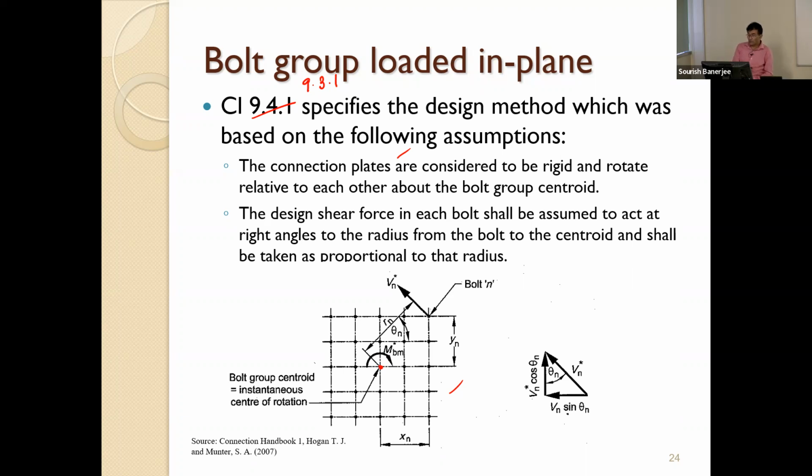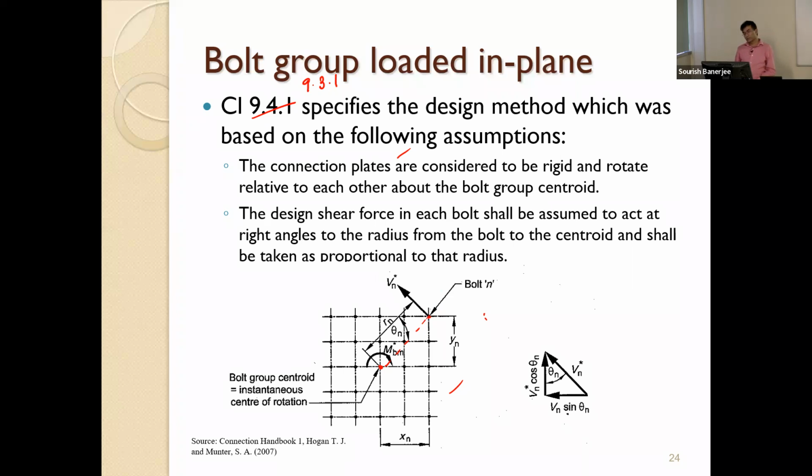And the design shear force in each bolt shall be assumed to act at right angle to the radius. That means in this case, if you have the nth bolt, suppose that's the radius. If you draw the tangent to that, that means right angle to the radius, that will tell you that the force acts at right angle to that radius, when you draw the radius from the centroid, and shall be taken as proportional to that radius.